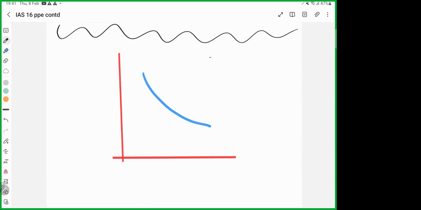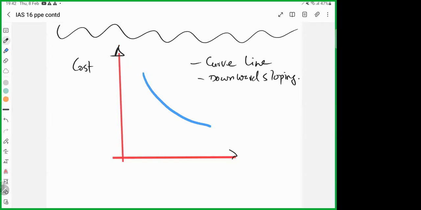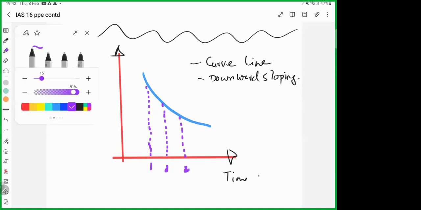So the features are the curved line, and then second one, downward sloping. And here it is the cost, and here it is the time. Here one, here two, here three.